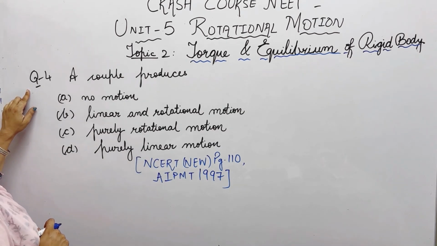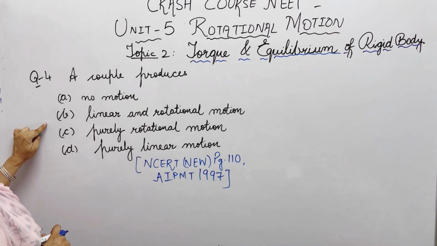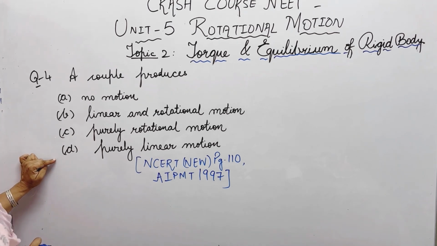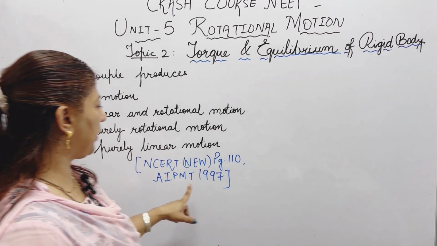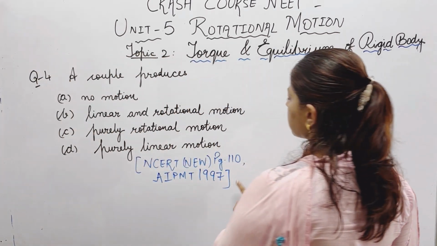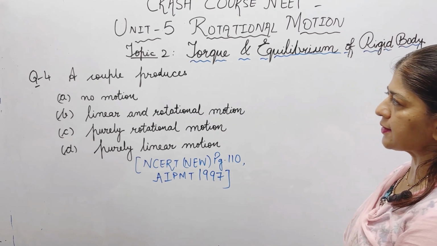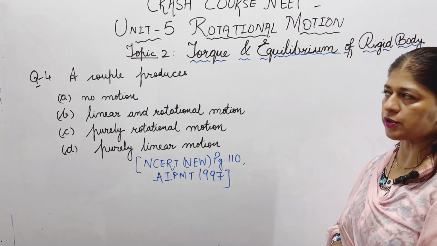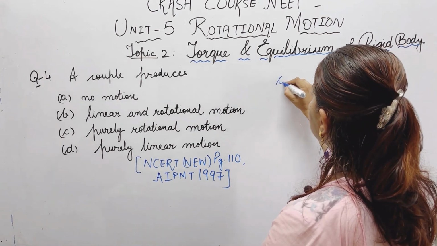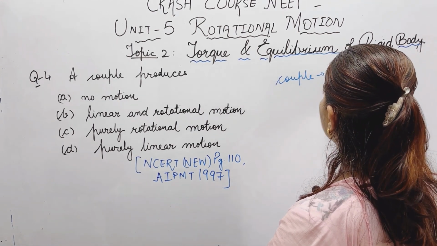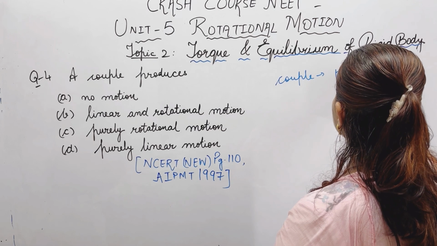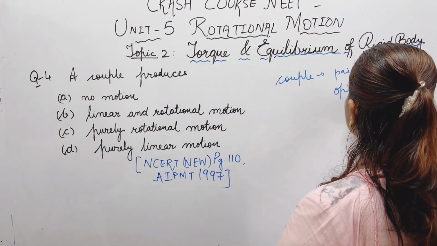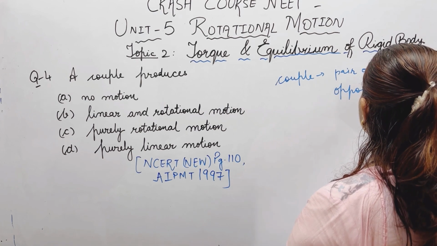A couple produces: no motion, linear and rotational motion, purely rotational motion, or purely linear motion. This question has come in All India PMT 1997 and it is on page number 110 of new NCERT. This is a purely concept based question on the couple. A couple is a pair of equal and opposite forces, equal in magnitude and opposite in direction.